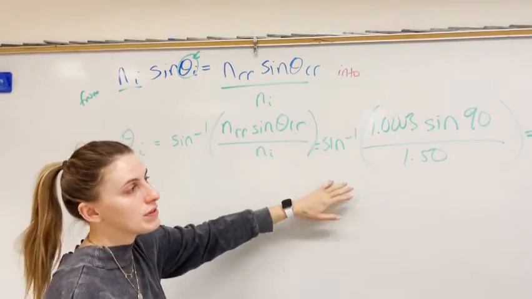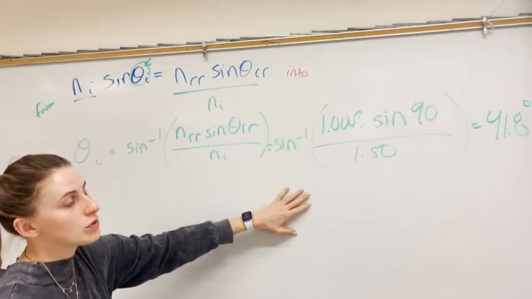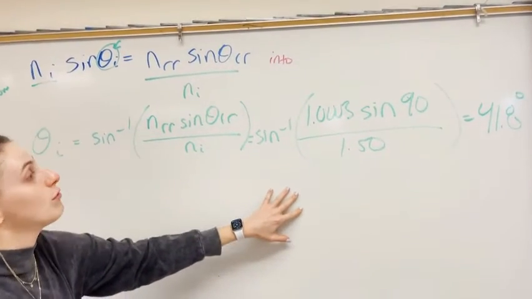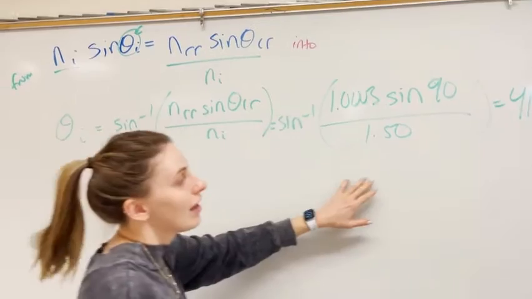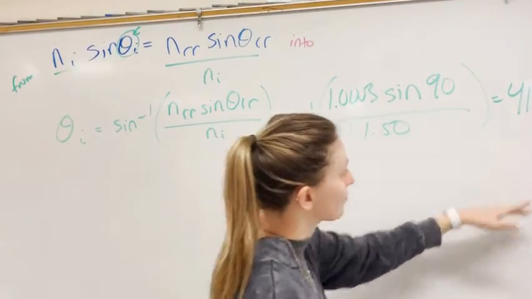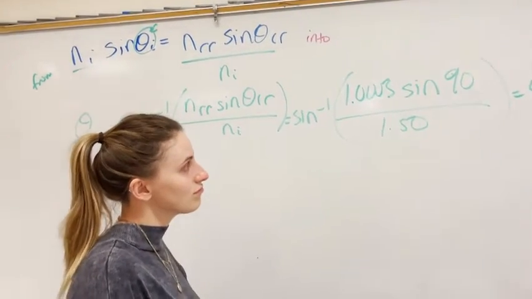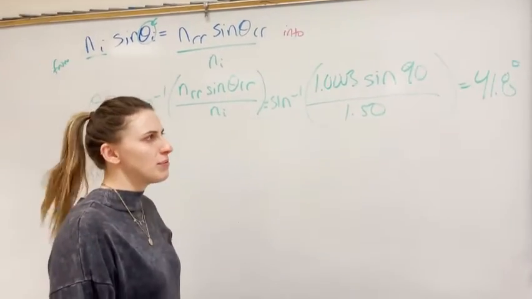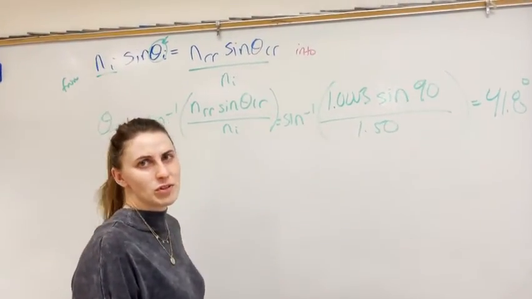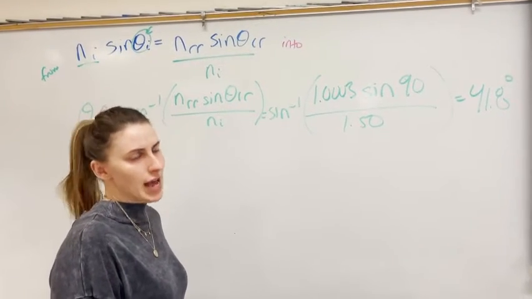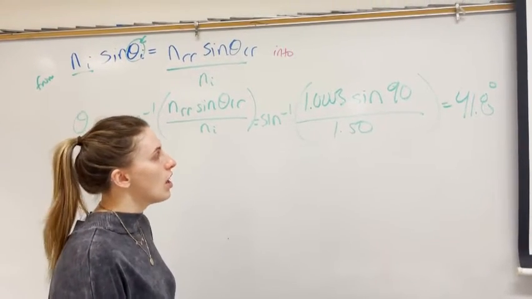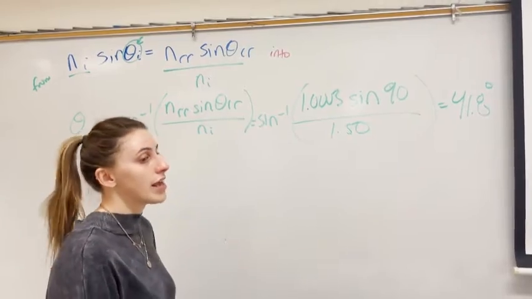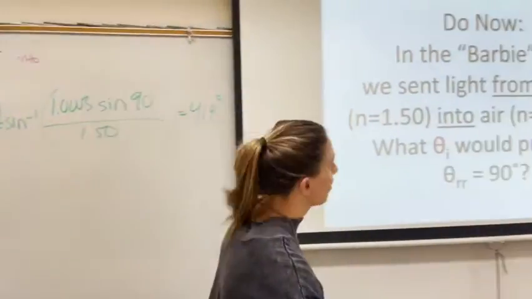What angle of incidence would produce a 90-degree refracted ray? And so that's what we did. We plugged in 90 degrees for our refracted ray and ran it through Snell's law and came up with 41.8, which I believe is 41 degrees on the Barbie lab or something like that, right? And so what we had at that point was a critical ray.